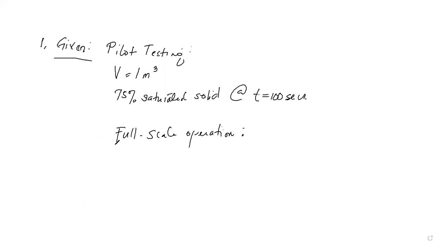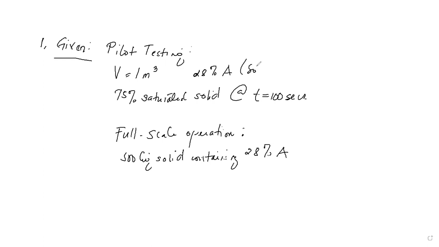So for your full scale operation, you have a 500 kilogram solid containing 28% soluble component. So that must be referring to A. So the phrase "as before" means this one for the pilot testing also contains 28% A, referring to the solid. So your solid that was used in the pilot testing also contained 28% by mass A.